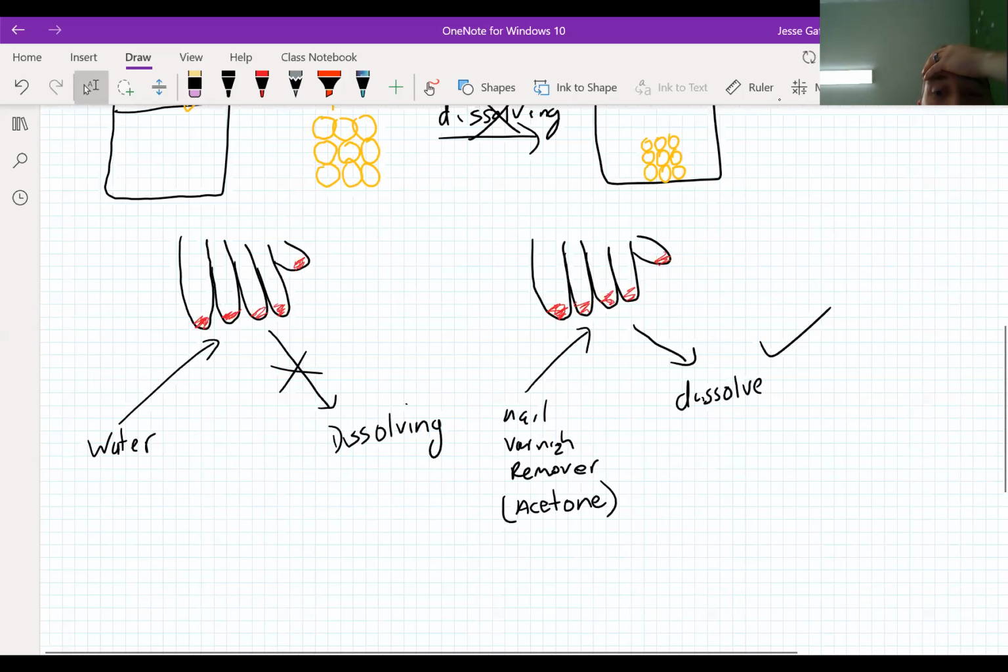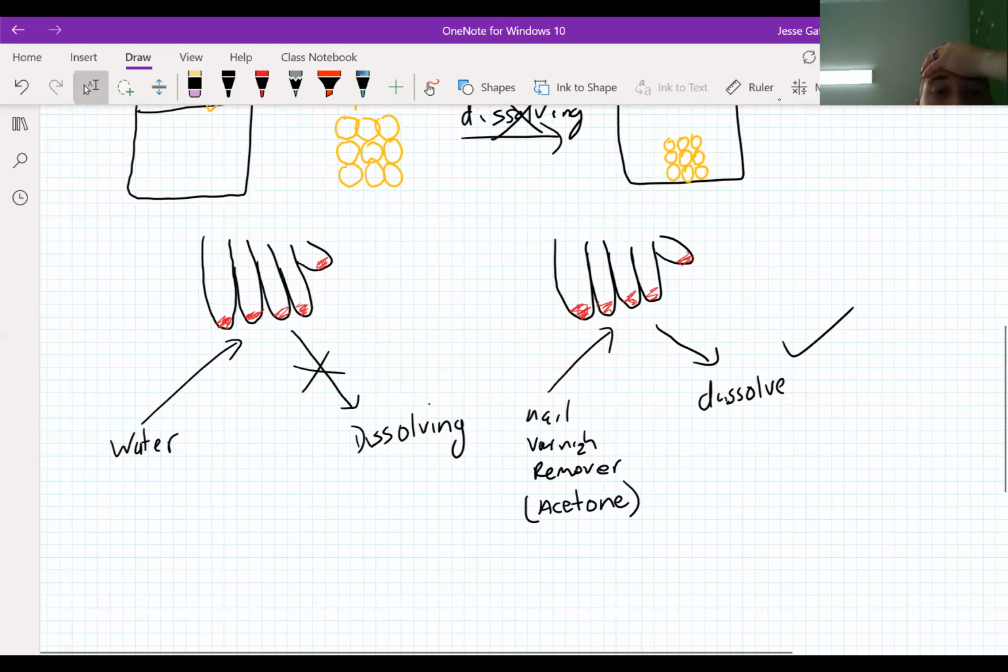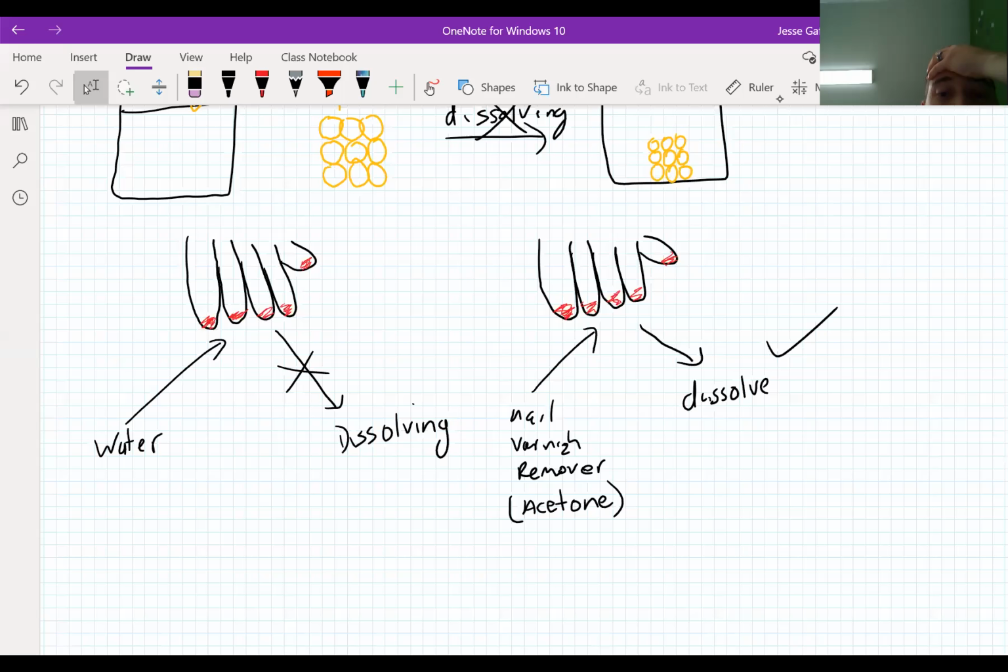So you see here, we've got the same substance, nail polish, it's the solute, but we've got two liquids that we're trying to use as solvents. So we say that the nail polish does not dissolve in water. So the solvent, when it's water, it does not dissolve. But for another solvent, nail polish remover, it does dissolve.